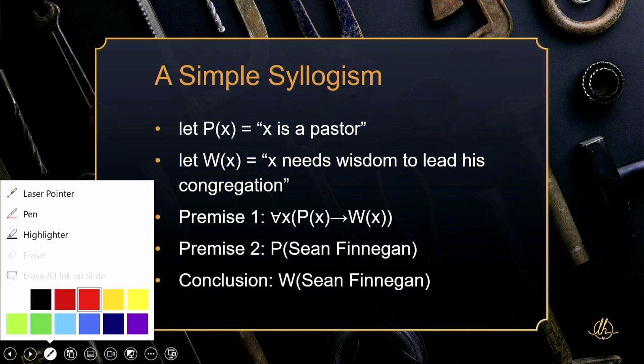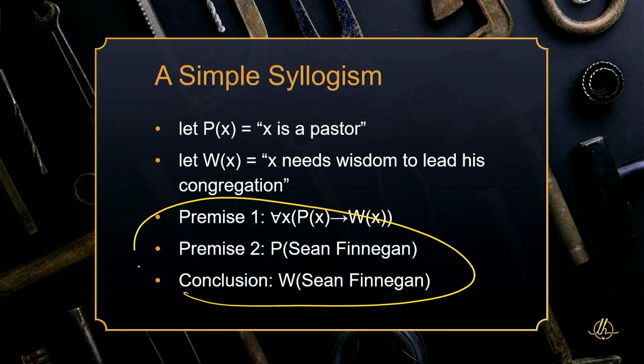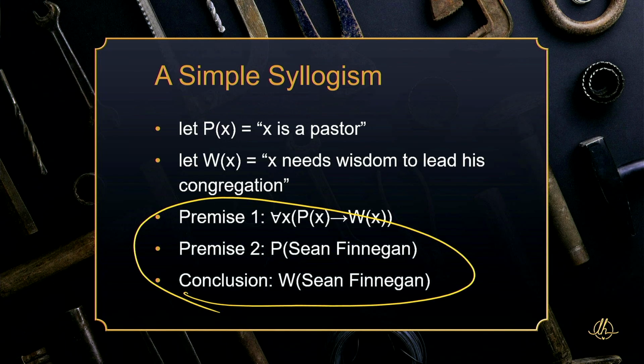That's the rigorous, using variables manner of describing it. So that's premise 1. Premise 2, Sean has the property of being a pastor. Conclusion, Sean Finnegan has the property of needing wisdom to lead his congregation. So this is the same exact truth that we laid out here in the simple syllogism. It's just we've converted it into symbols and used more formalized terminology.